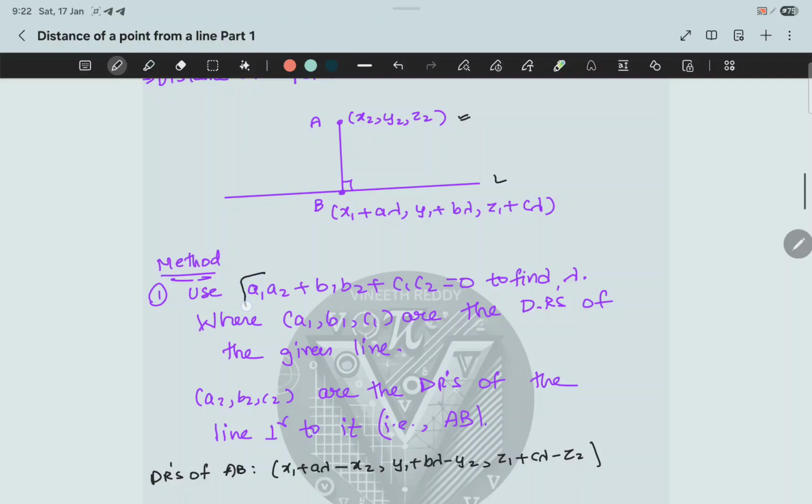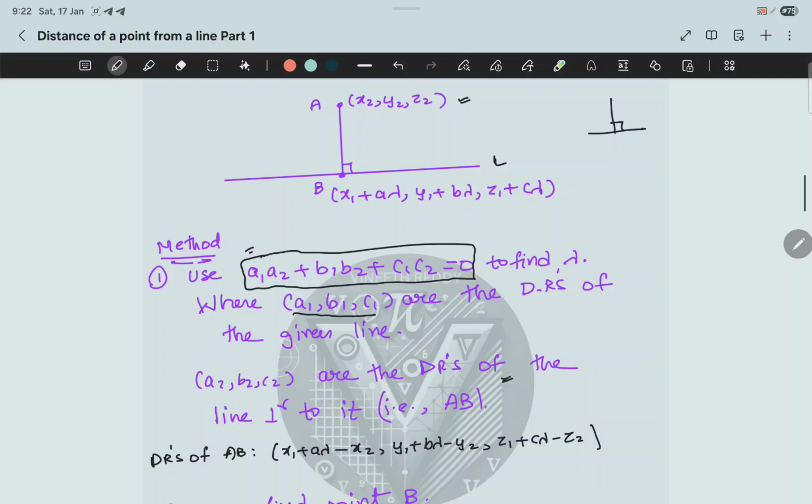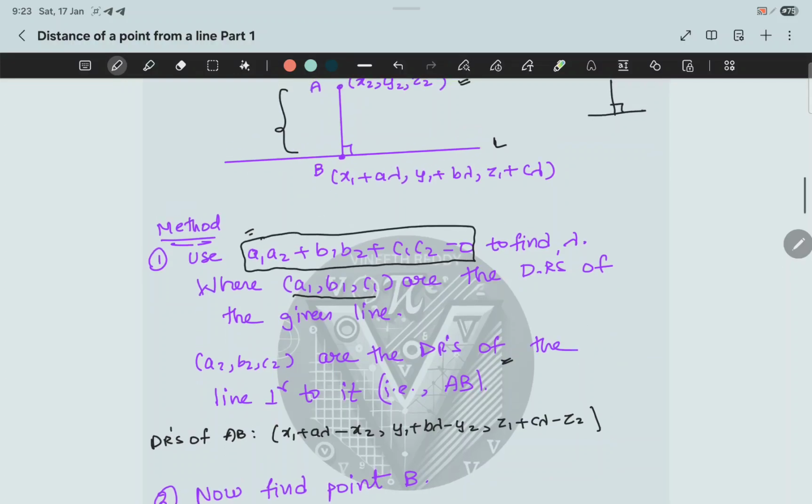Use this condition, that is a1 a2 plus b1 b2 plus c1 c2 equals 0. What does this mean? If two lines are perpendicular, then their dot product is 0. From that, we get this condition, that is a1 a2 plus b1 b2 plus c1 c2 equals 0. Now here, what does a1 b1 c1 represent? This is the direction ratios of the line L. And what does a2 b2 c2 represent? That is the direction ratios of this line AB, which is perpendicular.